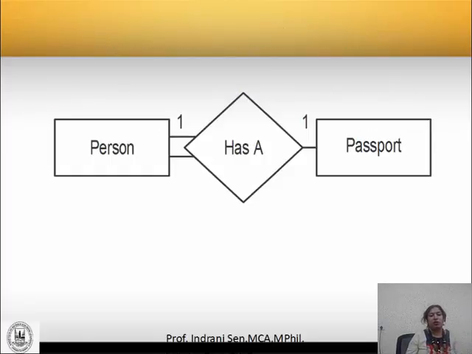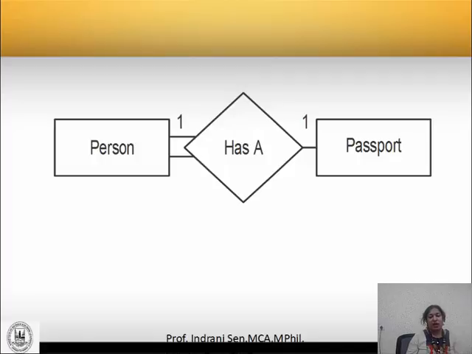So here we talk about a person and a passport. Now consider the two entities associated in the relationship, person and passport. For having a passport, a person entity is compulsory. That is, without a person, a passport cannot happen. But for having a person, a passport is not necessary. A person can exist without a passport also, but a passport cannot exist without a person. So here, person is a mandatory participation, while passport is optional participation.